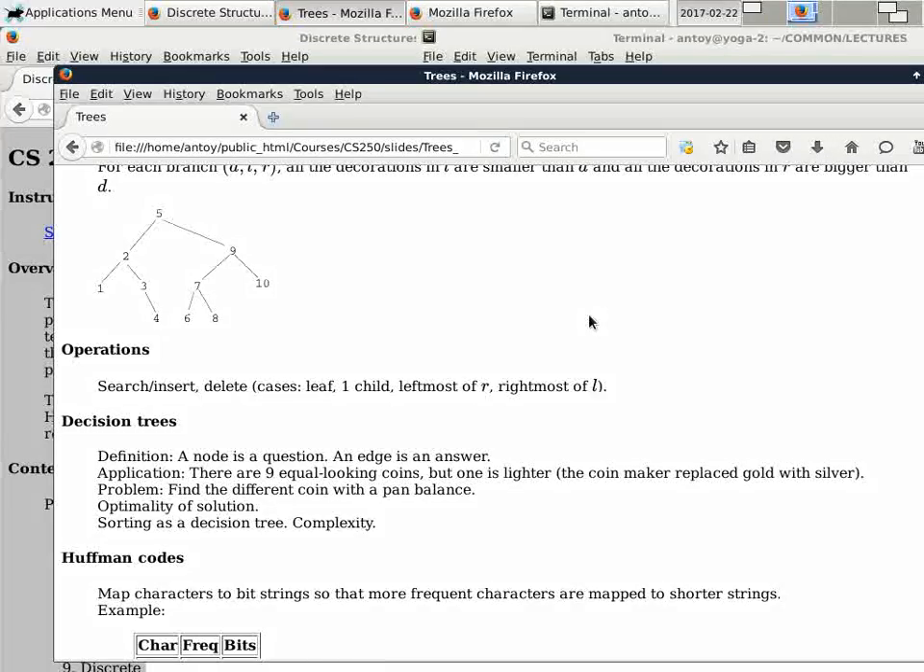If I do it with 6, what's going to happen? At 5, I go right because 6 is bigger. At 9, I go left because it's smaller. I find 7. I go left because it's smaller. I find the empty tree, and I say it is not here. And so, searching and inserting are very similar operations. You get to some point, and at that point you make the decision: it's either here or I insert it here.